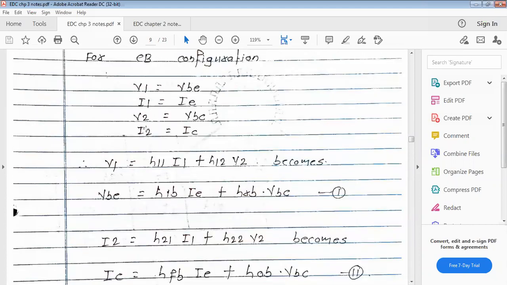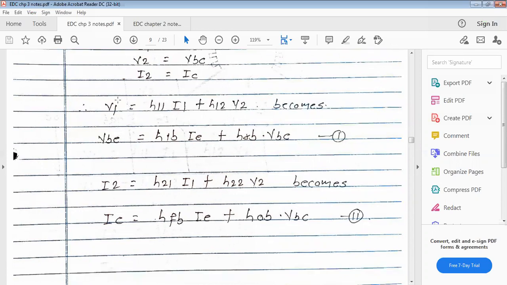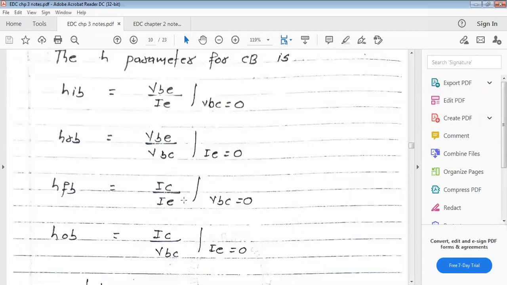I2 is nothing but what? I2 in our case is nothing but IC. H21 is nothing but the HF, as it is for common base, HFB, into I1, which is IE, plus HOB into VBC. Okay, so once you have written this, you will get the value for input, and here you get the value of output. So we have to write its equivalent format.